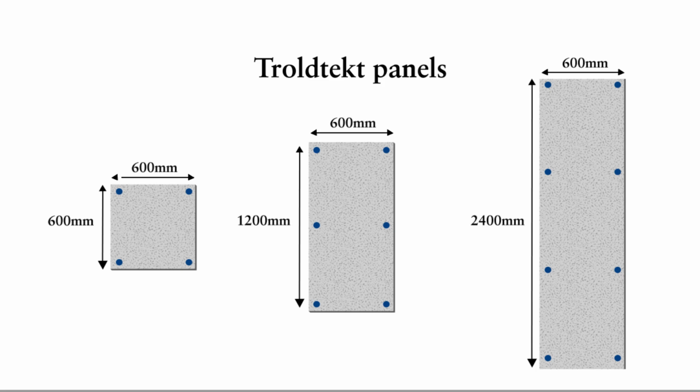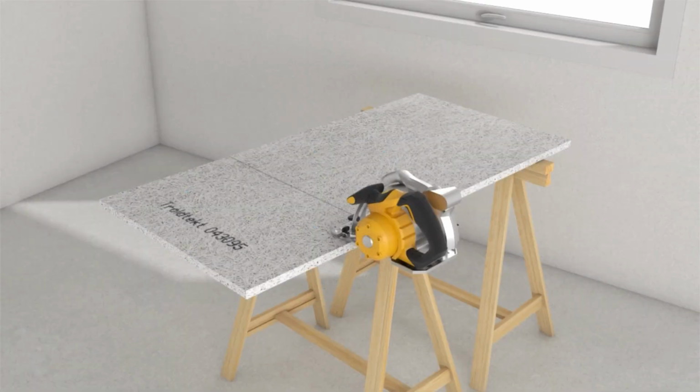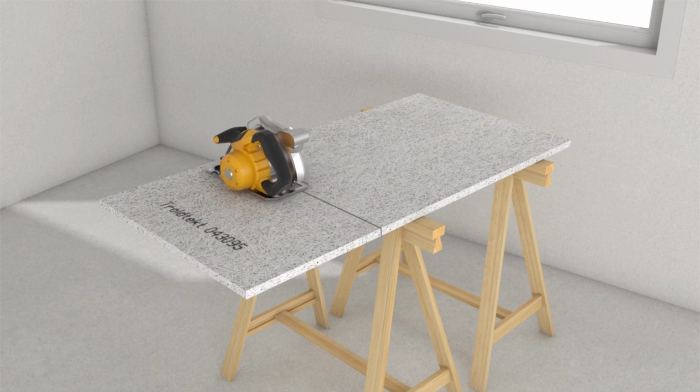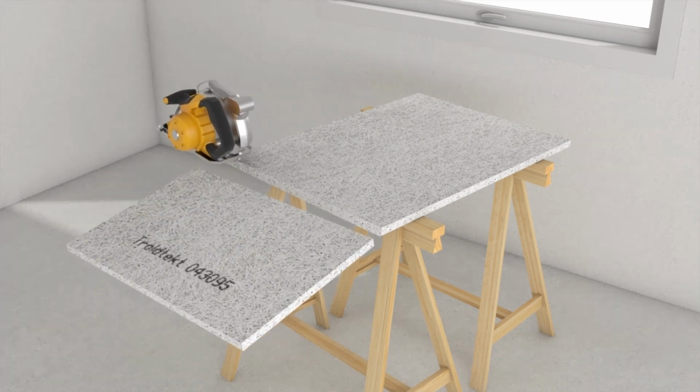Troldtekt panels come in a variety of sizes. If needed, they can also be cut to size prior to attaching to the furring channels using a circular saw or Makita plunge saw kit.